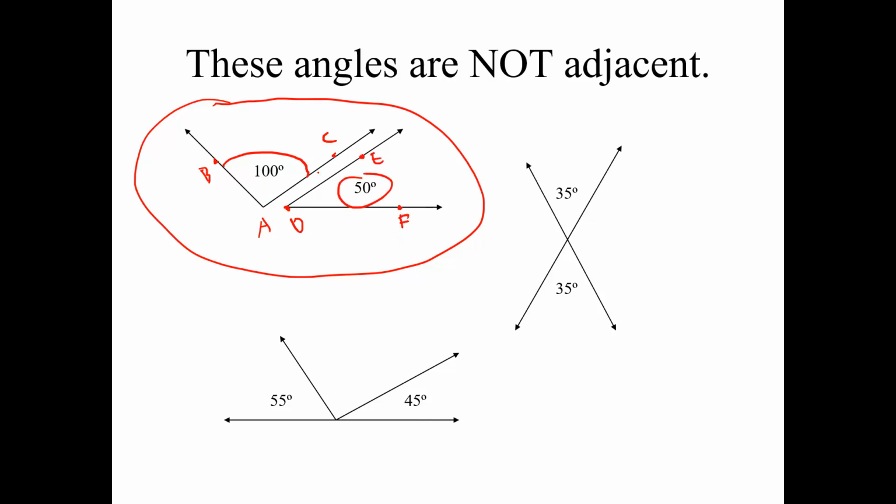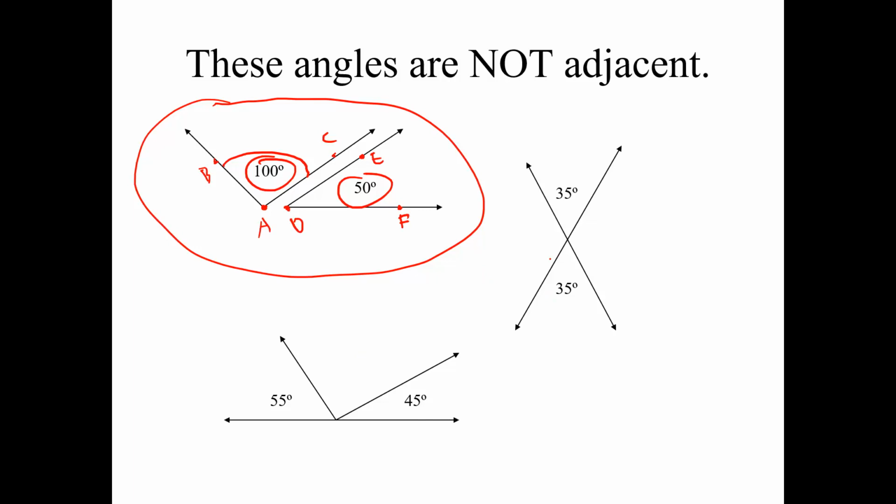So since this 50-degree and this 100-degree do not share the same vertex or the same ray, this A and D, then they are not adjacent angles. Okay, that's the first example.